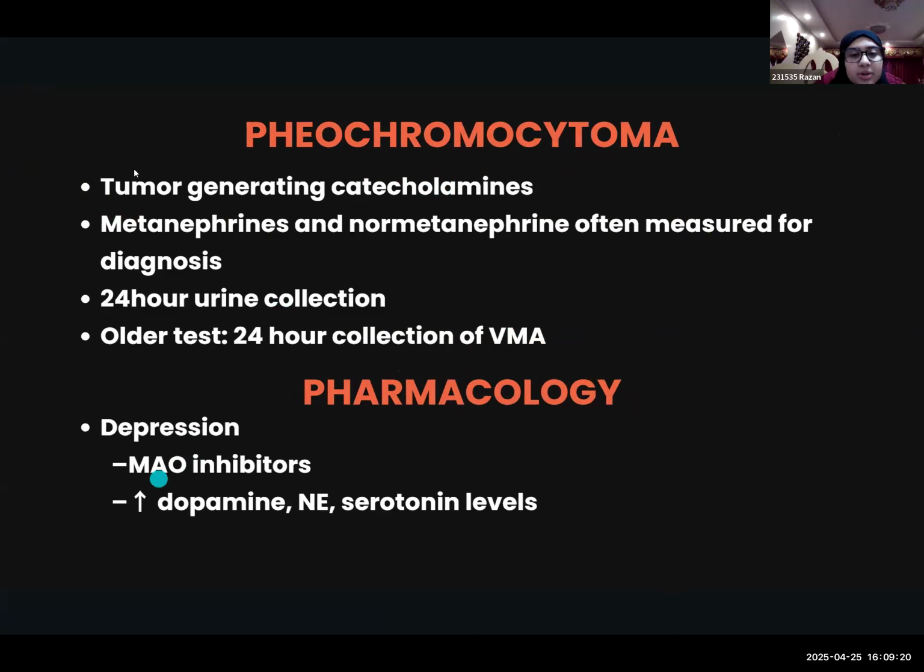Last thing here, we have the pharmacology. If a patient has depression, there will be a decrease in the levels of neurotransmitters like dopamine, norepinephrine, serotonin. All of these neurotransmitters would be decreased. So if we want to increase them, we give them MAO inhibitors, where there would be no degradation of these neurotransmitters, and by that their levels would increase in the brain, and we can decrease the progression of this depression.